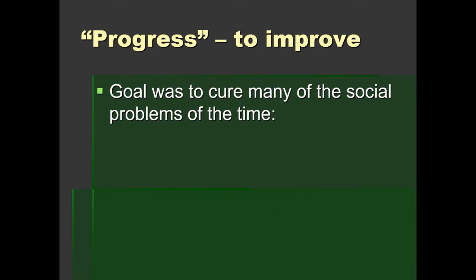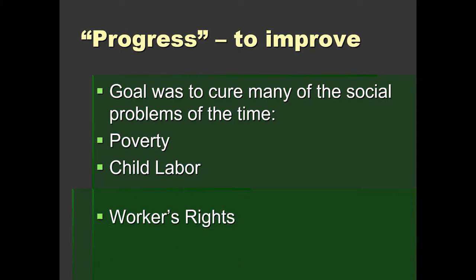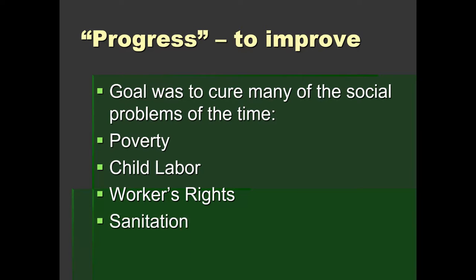The progressives of the time wanted to help with many of the social problems of the time, and that would be poverty, child labor, workers' rights, and sanitation, and that's the one we focused on talking about. We're going to be covering Upton Sinclair's The Jungle, and sanitation means general cleanliness, and a lot of those things you're going to see in a minute we take for granted. Food safety is one, the sanitation in our cities, garbage collection, that kind of thing.